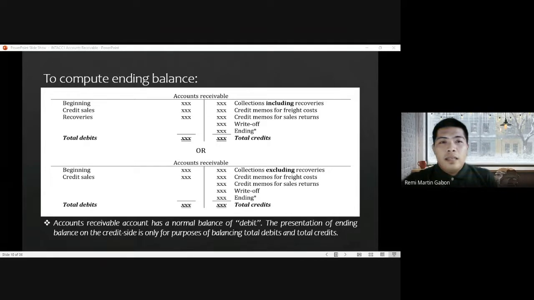Okay? So yan yung composition ng ating T account. Yung difference lang ng first T account and the second T account is the presence of the recoveries. When we include recoveries on the debit, we also include the same amount as part of the collections. When we exclude from the debits, we exclude the same amount from the collections. Okay?